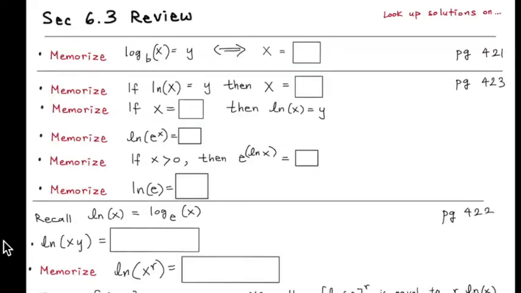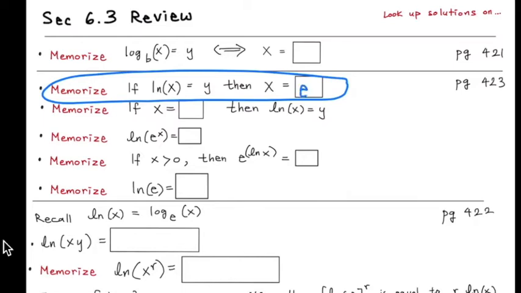The question from section 6.3 is a list of statements. Some of them are true and some of them are false. I will go through the true ones right now. So one of the true statements that might show up is this one. If the natural log of a number is equal to a second number, then the first number is equal to e to the second number.